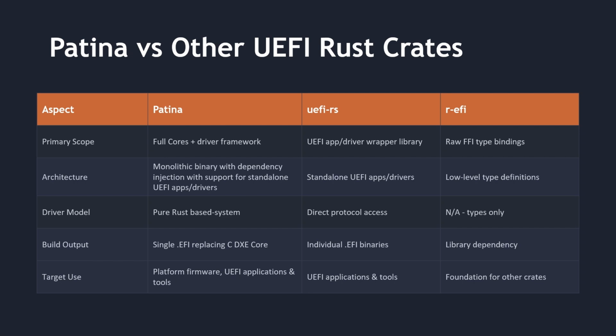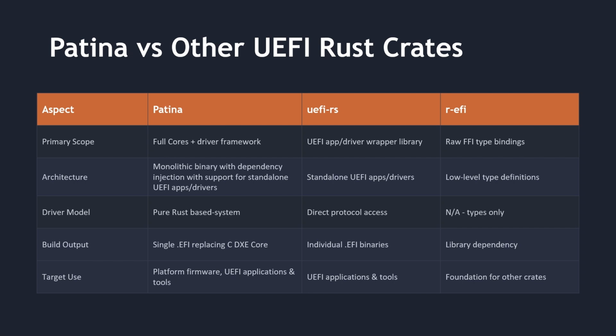In terms of build output, Patina as an overall project focuses largely on a single EFI binary that includes the core coupled with platform selected functionality in the form of those components. It can support, of course, dispatch of separate EFI binaries as well, but that's its primary model going forward. UEFI-RS is used for individual EFI binaries. So this is a way that you would produce an EFI binary using Rust code in Rust interfaces, and you may be able to use that resulting EFI binary in a variety of places.